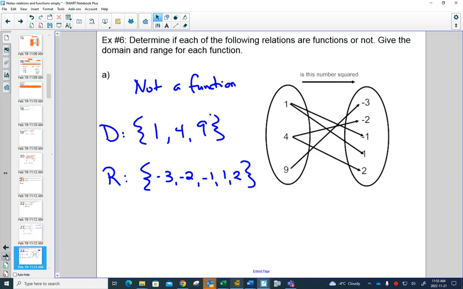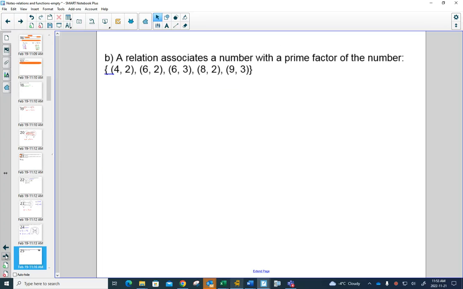Now we can make a connection in the next example to a unit we've already done. Do you remember doing the prime factorization? Prime factorization is where you would say that 4 is equal to 2 times 2, and 6 is equal to 2 times 3, and 8 is equal to 2 times 2 times 2. That would be the prime factorization of 8. So here we have a relation that associates a number with a prime factor.